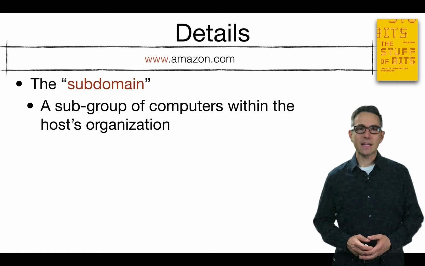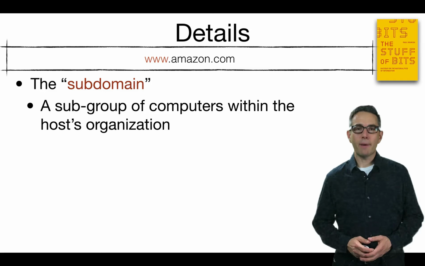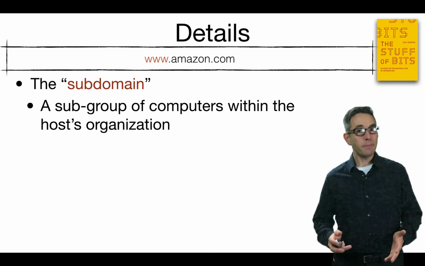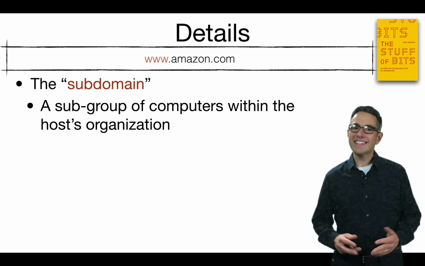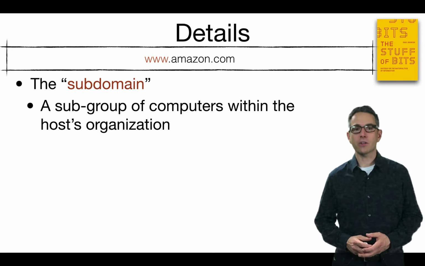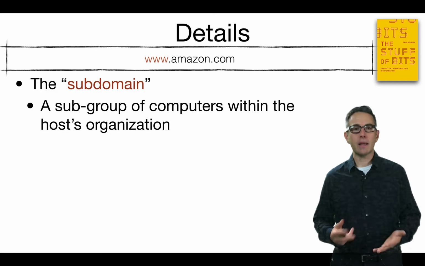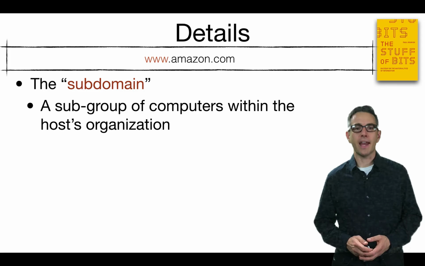The next piece is the subdomain. So on the front of Amazon.com, in some web addresses, we prepend www, which stands for World Wide Web, as a subdomain. But we can prepend different subdomains to the beginning of that host name as well to form a valid URL. This subdomain is just a subgroup of computers within the host's organization. And the host has the freedom to pick a name as they wish, as long as they configure their servers to respond to that name.